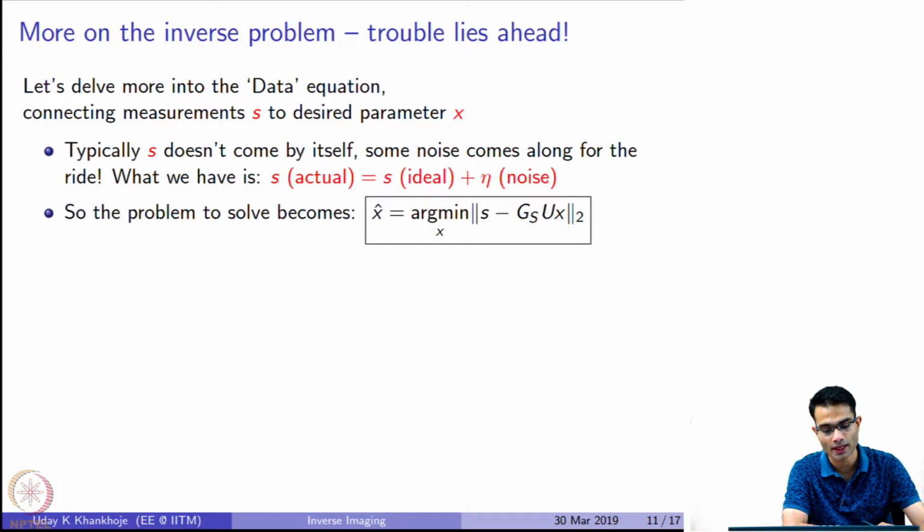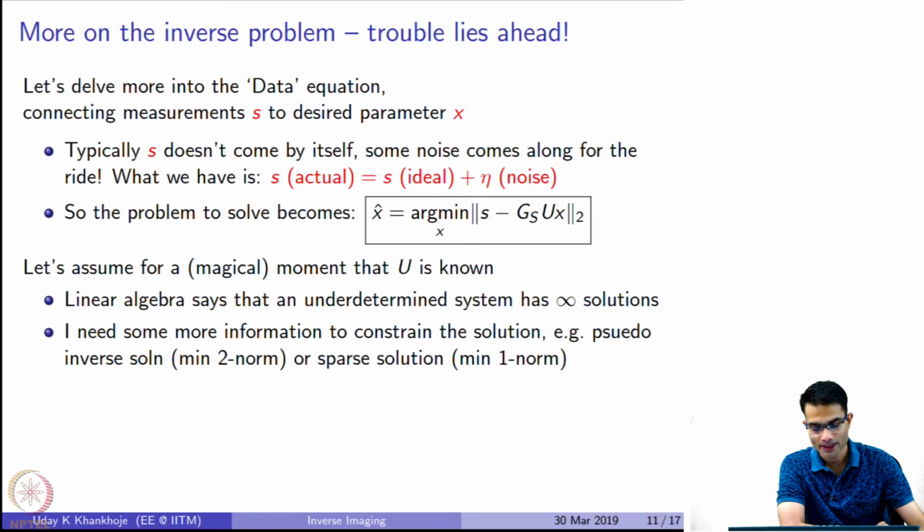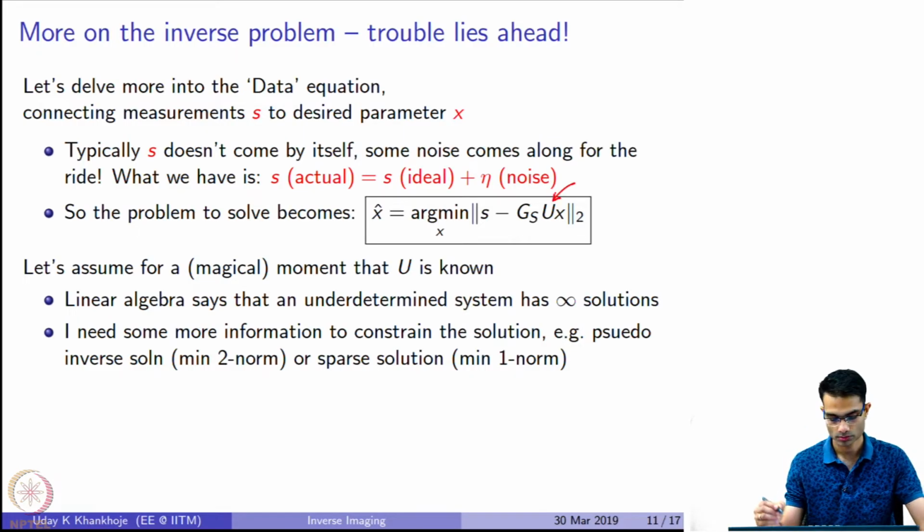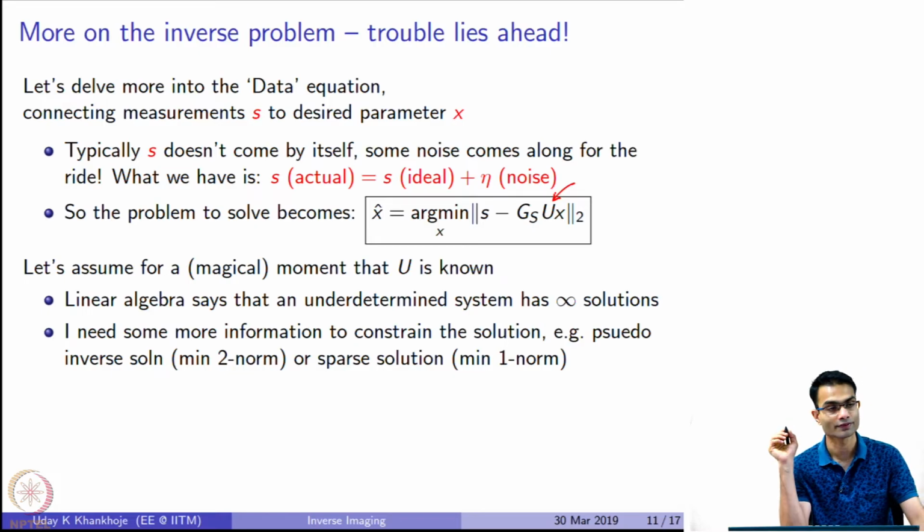I want to solve this problem. So argmin means that x which gives the minimum of this expression, S minus GS Ux. That's my solution. Let's assume magically some oracle has come and given us this value of u. It's not realistic, but even if we had perfect knowledge of u, what is the problem? This part we have already discussed, that the underdetermined system will have infinite solutions.